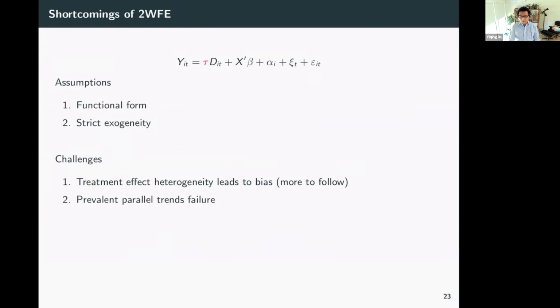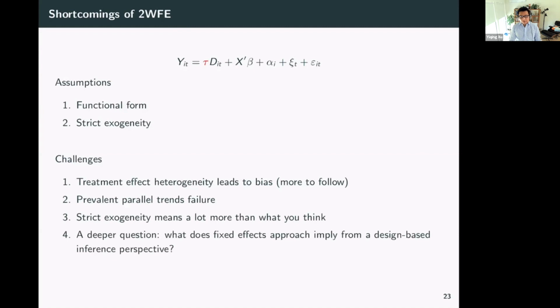And second, prevalent parallel trend failures are observed in the literature. And third, strict exogeneity means a lot more than what you think. I'll explain what it embeds. And fourth, it goes back to the question I have alluded to several times already: what does the fixed effects approach imply from a design-based perspective? What kind of experiment are you running in your mind when you estimate a fixed effects model and hope it gives you a causal interpretation? So first, I want to show you some evidence on potential parallel trend failure.